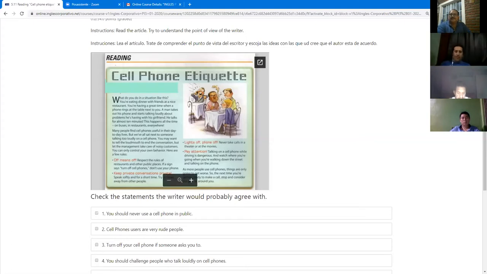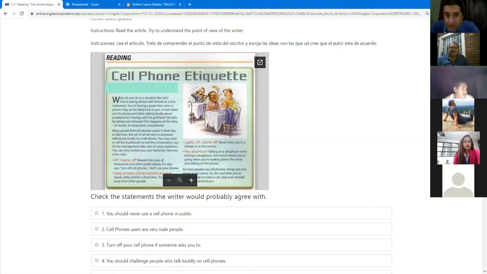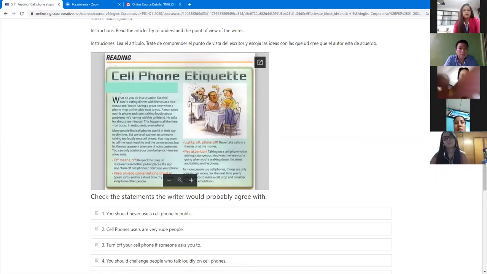Also, when we are eating, the cell phone is dirty. There are many germs. You are touching the cell phone and eating at the same time, which is not correct. So after, you have to wash your hands again. Okay, good. Now let's read this part here.